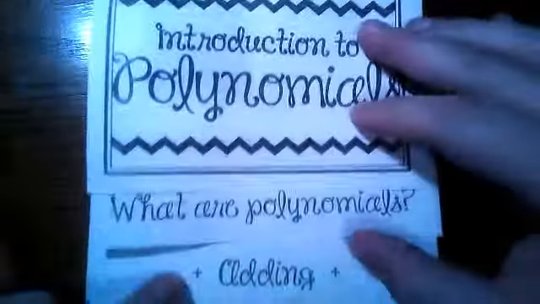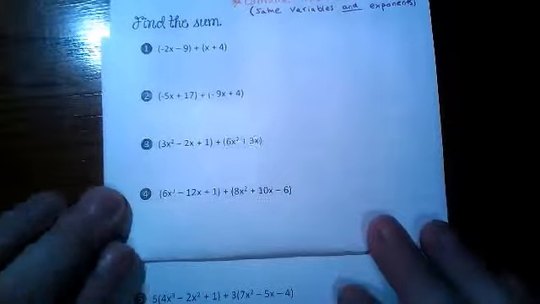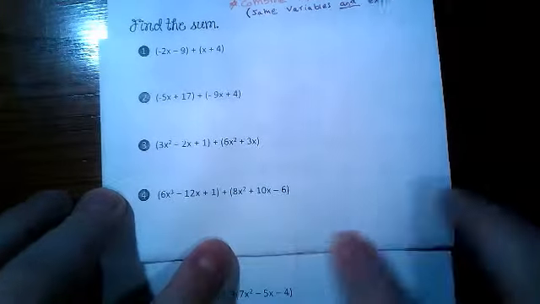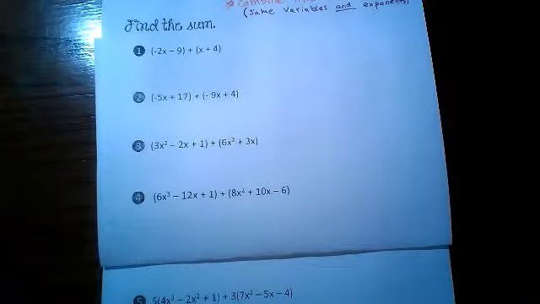So the next one we're going to do is adding polynomials. So we're going to flip this one up here. Okay. And we're going to find the sum. So there are 7 problems in this part of the flip chart. We're not going to do all of them together. Some of them you're going to do on your own.